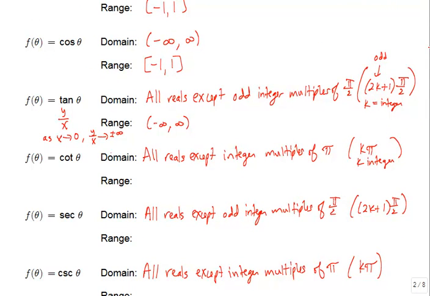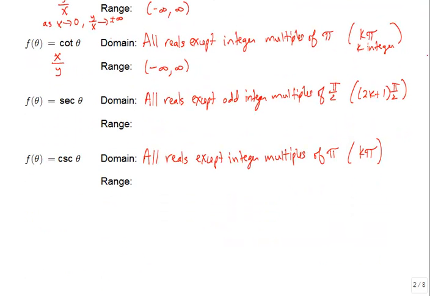And for the same argument, the range of cotangent, which is defined to be x over y, would also be all reals. And you'll see this more clearly when we talk about the graphs of tangent and cotangent as well. Alright, now let's talk about the range of secant and cosecant.